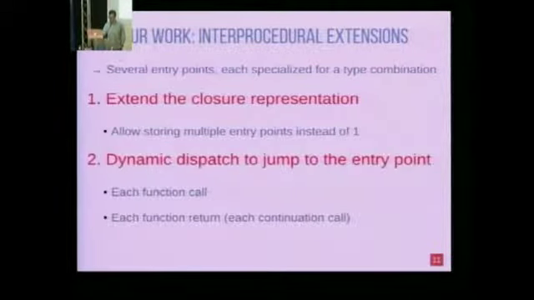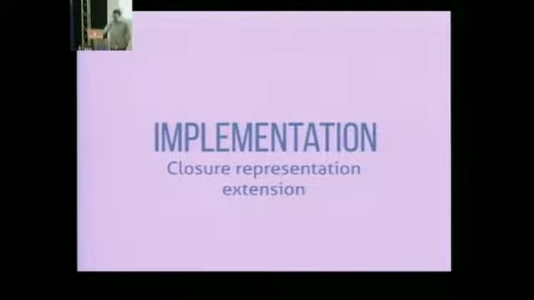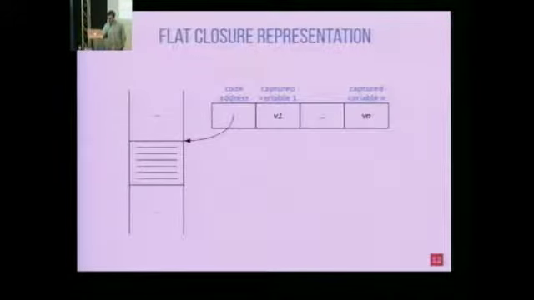The second thing we have to do is to execute a dynamic dispatch at call site to branch to the corresponding entry point. And the last thing we have to do is, like I said just before, we need to add the ability to specialize the code using captured information. So I will now explain how we implemented these 3 points in our compiler.